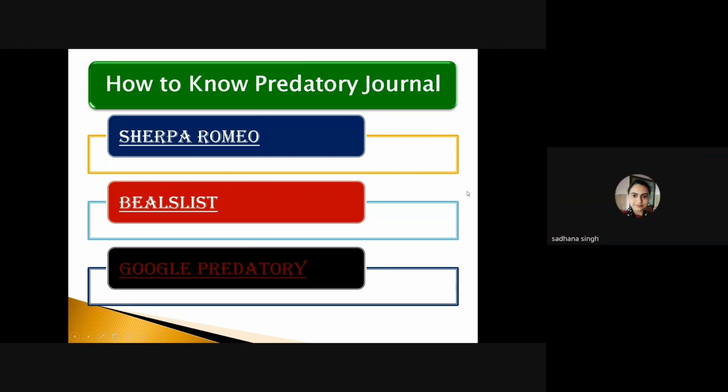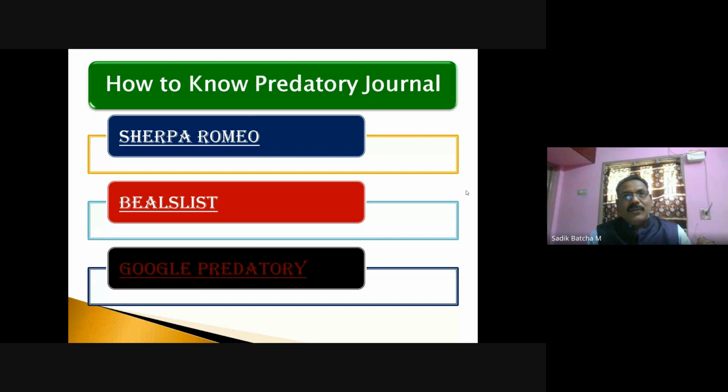Shall I move further? Sir, one more doubt, sir. Consortium for educational research. Pardon? Consortium for education research, you mentioned a website, sir. I don't want to peel the banana for you. I have given the techniques on how to catch the fish. You have to catch the fish. Go to the list and find out. Go to Bell's list, otherwise Google predatory, otherwise Sherpa Romeo. You just go and find out, right?